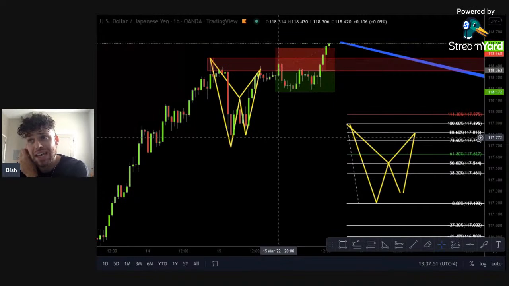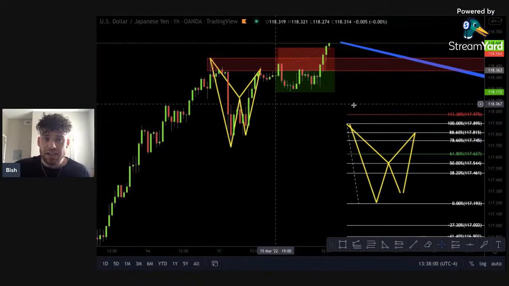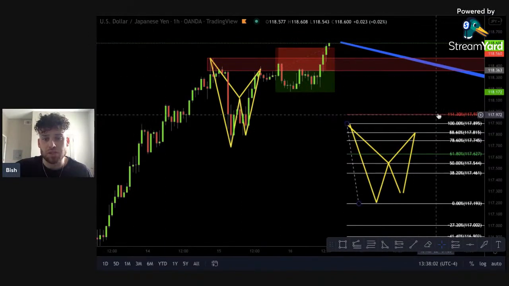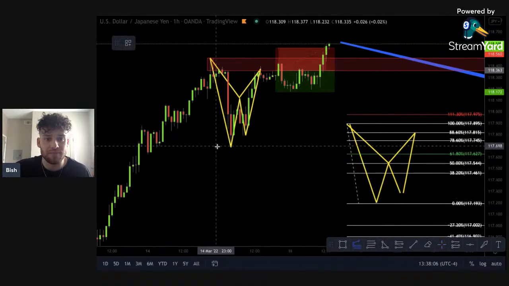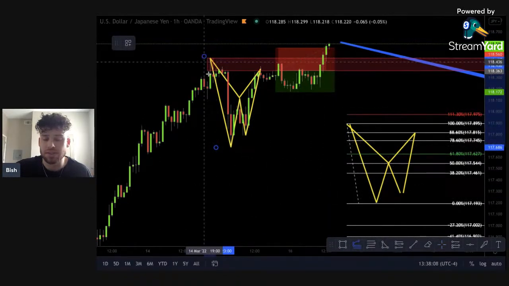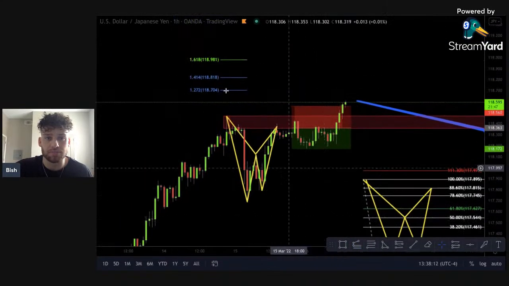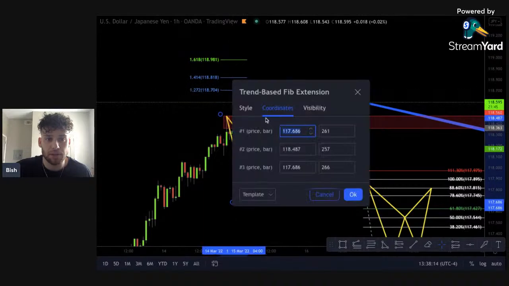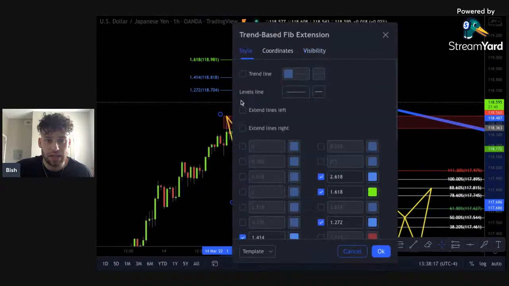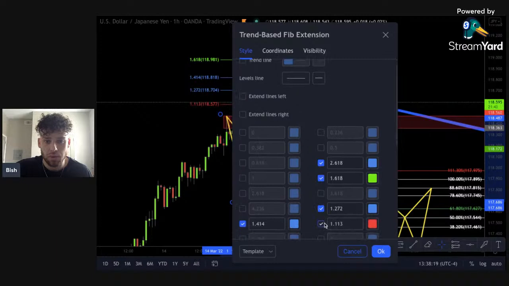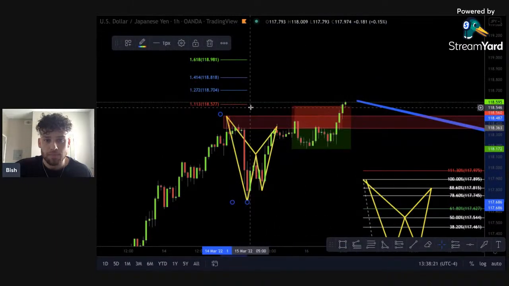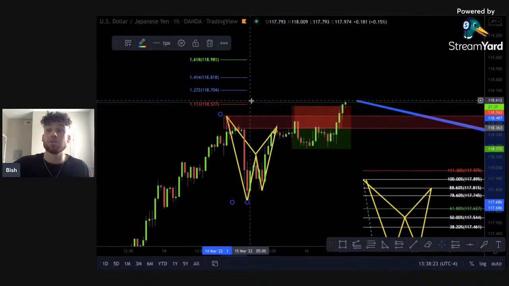Andy says, do you use ATR or something else to define the distance for your stop loss above structure? For my advanced patterns, I use the 113 inversion. You can either put it on your Fibonacci retracement tool, or you can just do the inversion of this stop right here, or of this extension right here. So I use the 113 inversion to find that stop. I'll show you. 113, right there. So that's how I use it for advanced patterns.